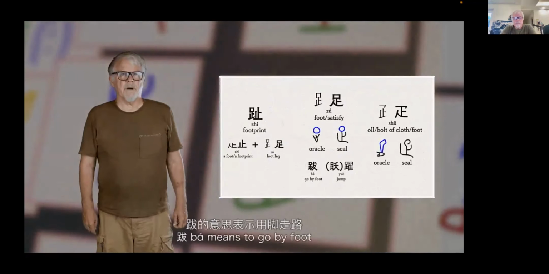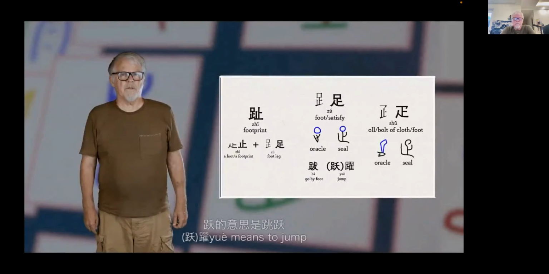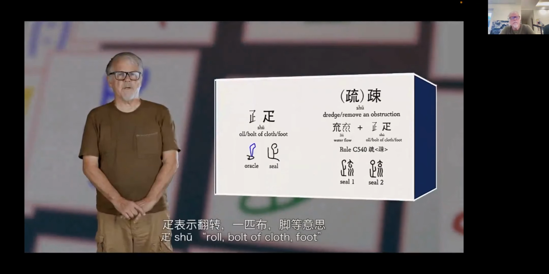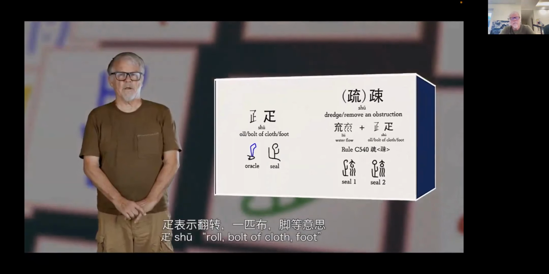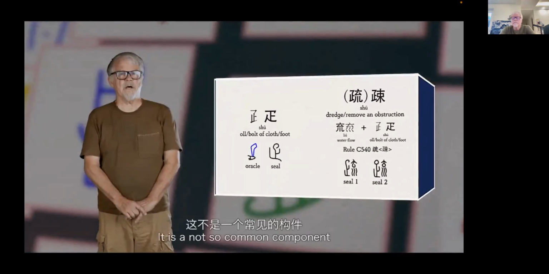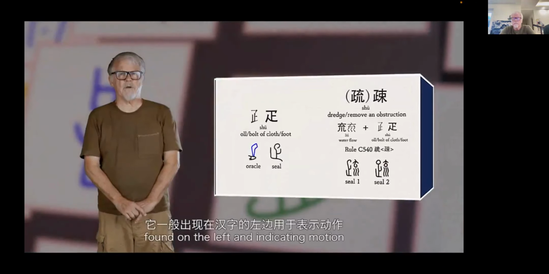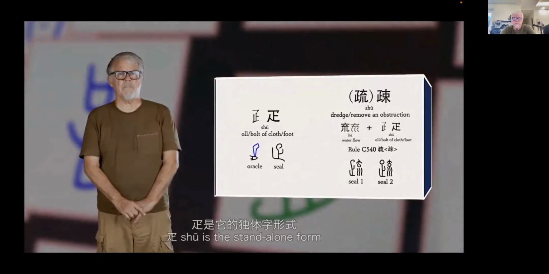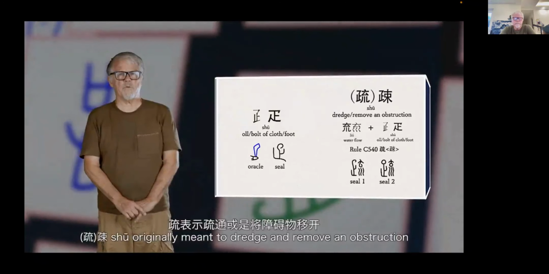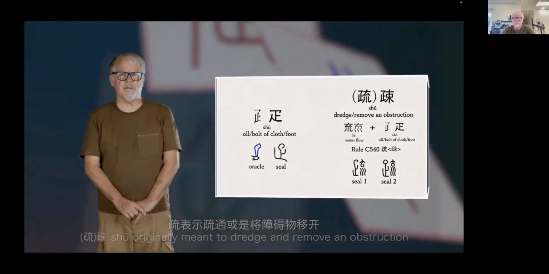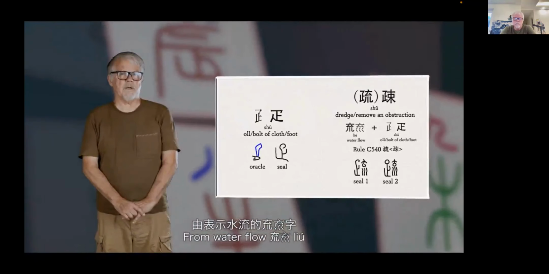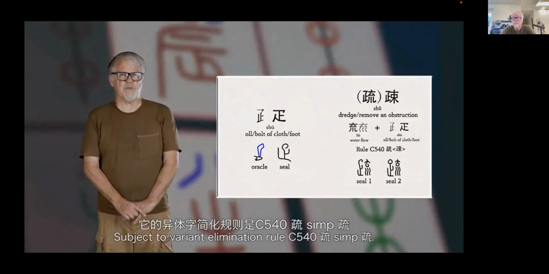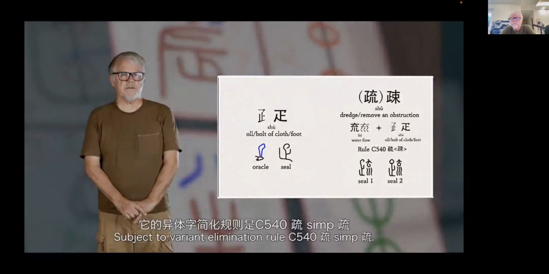For example, ba means to go by foot. Yue means to jump. Shu means a roll or a bolt of cloth. It also comes from foot. It is not so common a component, but it is found on the left and indicates motion. Shu is the standalone form. Shu originally meant to dredge and remove an obstruction. It comes from flow, pronounced liu, and the phonetic shu. It is subject to variant elimination rule C540.